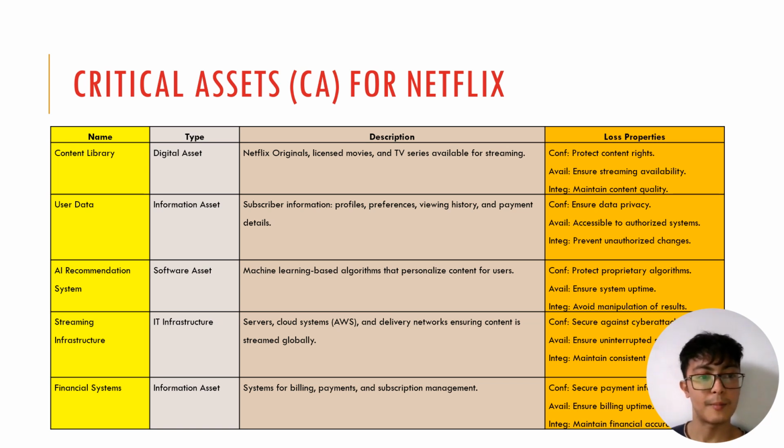Next one is the AI recommendation system, which is a software asset for Netflix, and refers to the machine learning based algorithms that personalize content for users. Another one is streaming infrastructure. It is an IT infrastructure asset, and refers to the servers, cloud systems, and delivery networks ensuring content is streamed globally. Next one is the financial system, which is again an information asset, and refers to the systems for billing, payments, and subscription management.